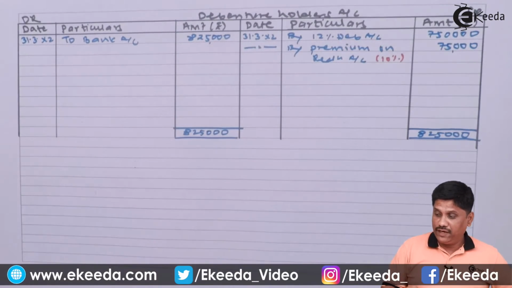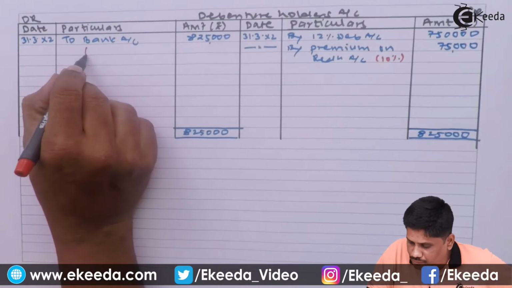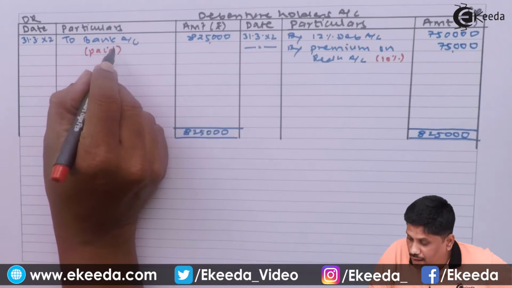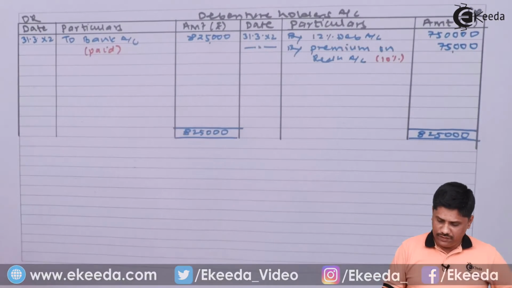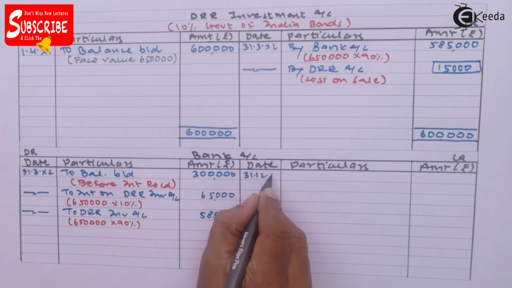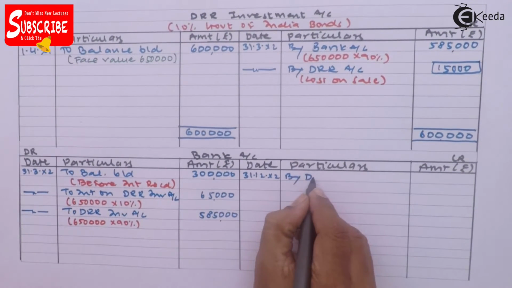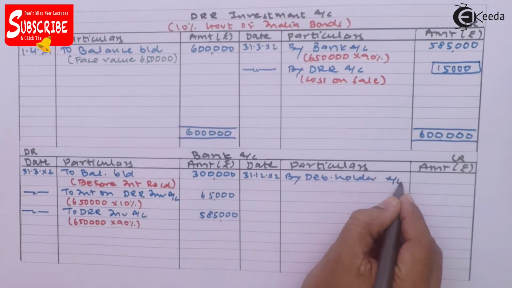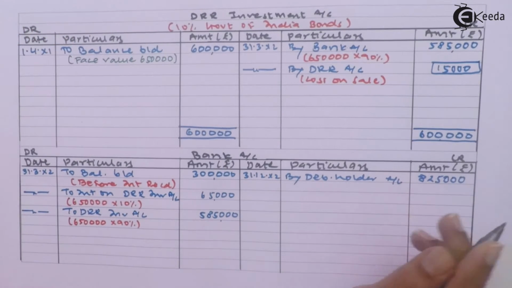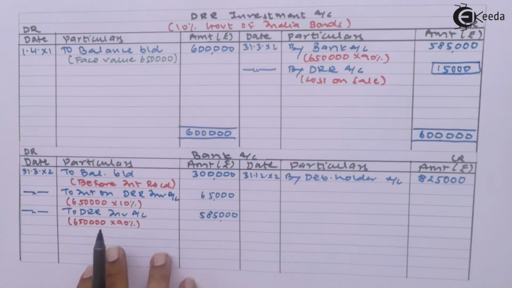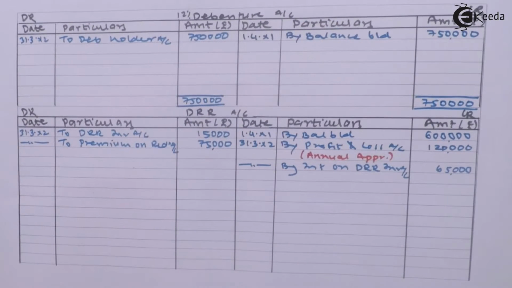₹8,25,000 ये आपने क्या किया, उनको पे किया। तो बैंक अकाउंट विल बी क्रेडिटेड फॉर दिस। ₹8,25,000 डिबेंचर होल्डर अकाउंट हम लोगों ने पे किया, तो उसको क्रेडिट कर दिया यहाँ पे। रिडम्पशन इज डन। नाउ व्हाट अबाउट दिस डीआरआर अकाउंट?